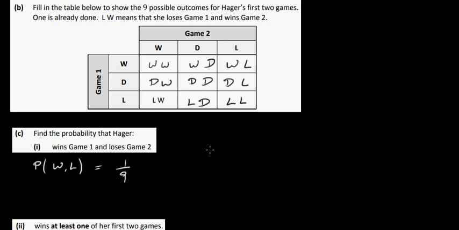Another way of looking at it would be she would need to win game 1, so the probability of winning game 1 is 1/3, and then "and" means multiply. Losing game 2, so there's a probability of 1/3 that she loses game 2. So if we multiply these two together, we also get 1/9. So the probability of winning and then losing is 1/9.